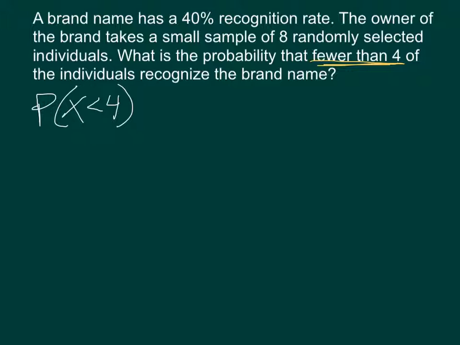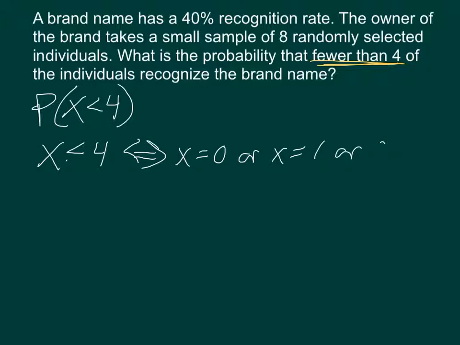But what we realize is that's equivalent to, let me write this. x being less than 4 is equivalent to saying x equals 0 or x equals 1 or 2 or 3. Fewer than 4 would be 0 or 1 or 2 or 3, right? So that's 4 different binomial probabilities to compute.